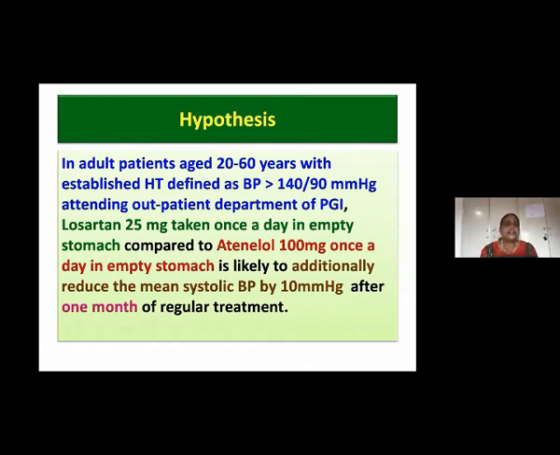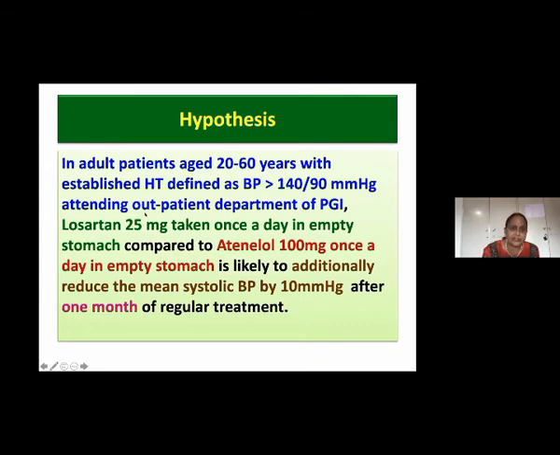Now, let us read this carefully, and I have color coded it for us to tell us all the 4 components. In adult patients aged 20 to 60 years, that means I'm defining which patient I'm seeing. So this is my P. With established hypertension, it is not just one day white coat hypertension, defined as blood pressure more than 140/90 millimeter mercury, attending outpatient department of PGI.